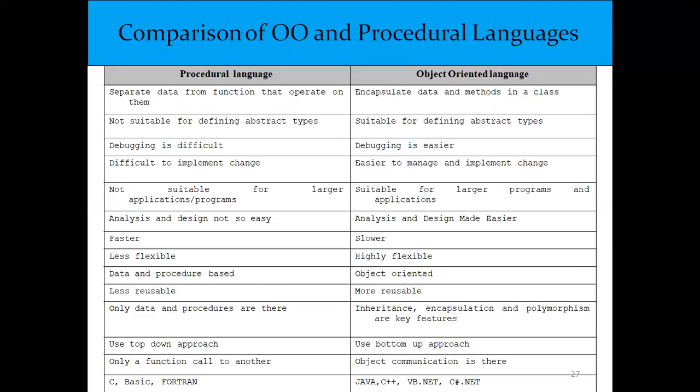Whereas in object-oriented languages, there is communication between objects. Examples of procedural languages are C, Basic, Fortran, whereas object-oriented languages are Java, C++, C#.